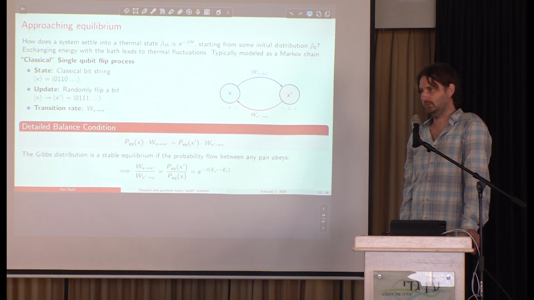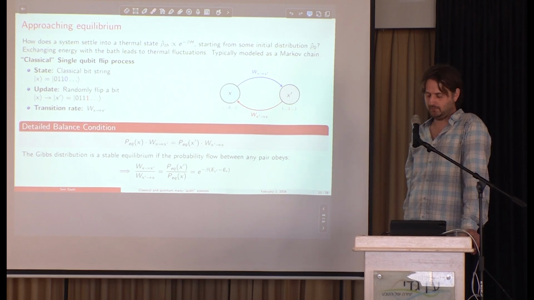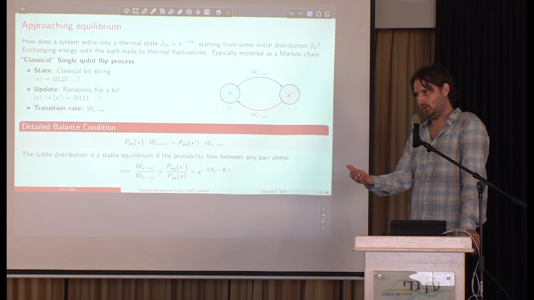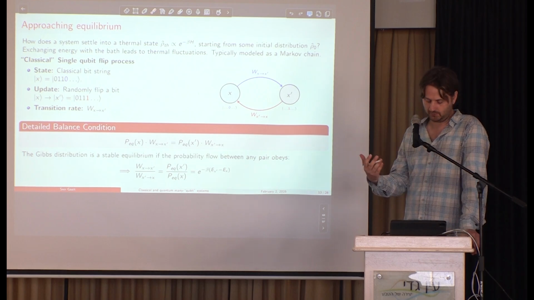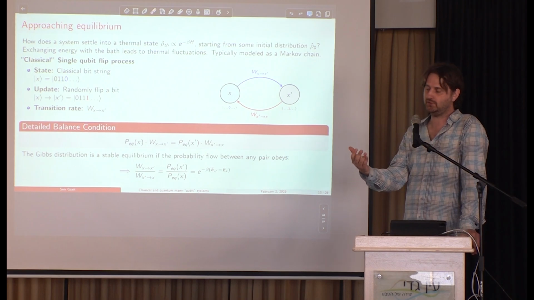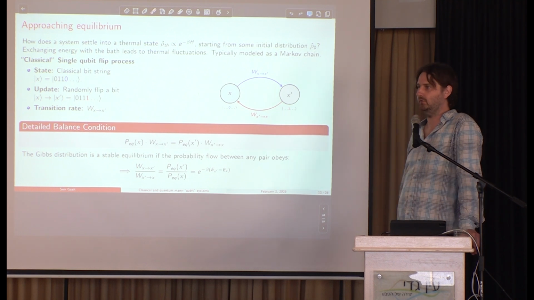You mean e to the minus beta E, the classical statistical mechanics Gibbs distribution. Right. And if you want to generalize to quantum, there's a quantum generalization, where instead of the probability distribution going as e to the minus beta E, the density matrix that describes the state would go as e to the minus beta H, as an operator. That is even more involved.